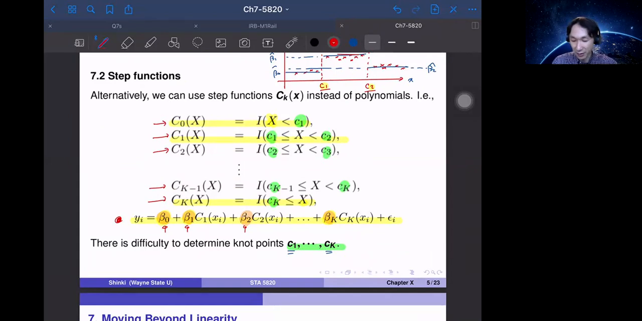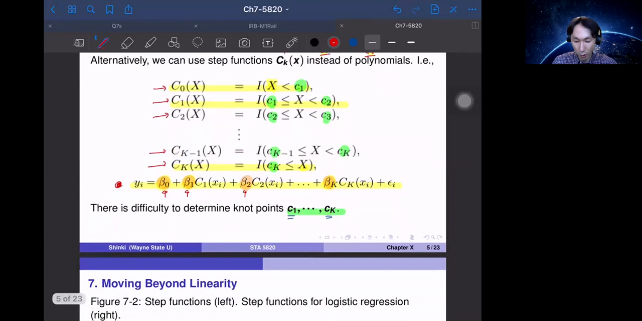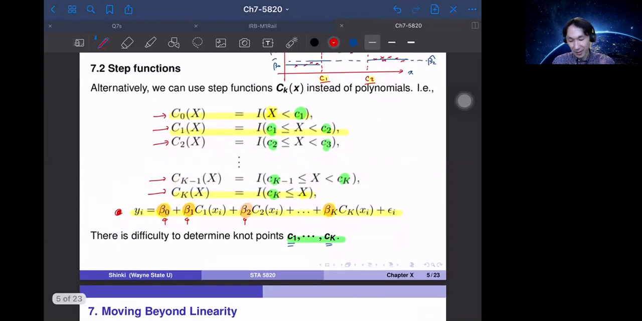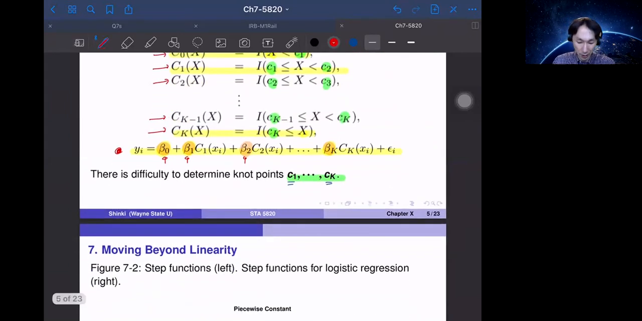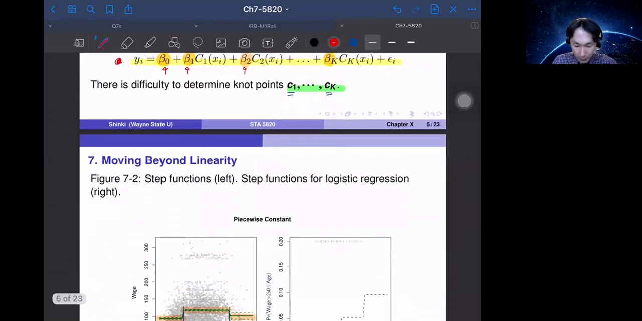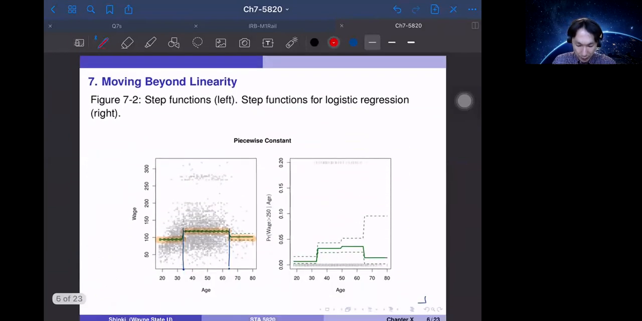Now, in fact, we don't have infinitely many data points, so maybe we can. If we have n points, then we only have n-1 possible knots, but still we have too many. So we have some technical difficulty to fit the model. But once you decide the optimal knot points, probably around here and here, then we can fit the model.